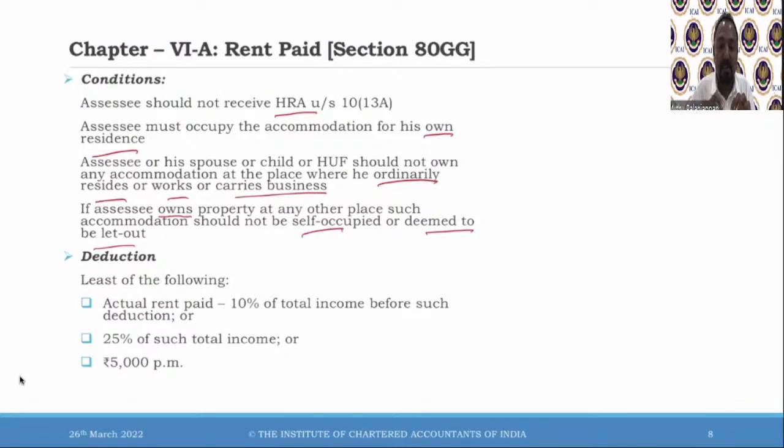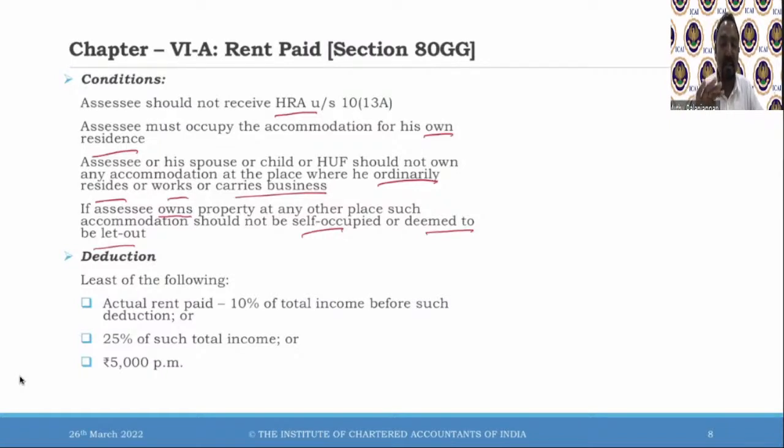When can someone generally misuse? I already have a property, and I'm again renting it. Like, I'm paying rent to my wife, I'm paying rent to my child. All this is probably misusing. So this is not allowed. You cannot have someone in your family owning a property.